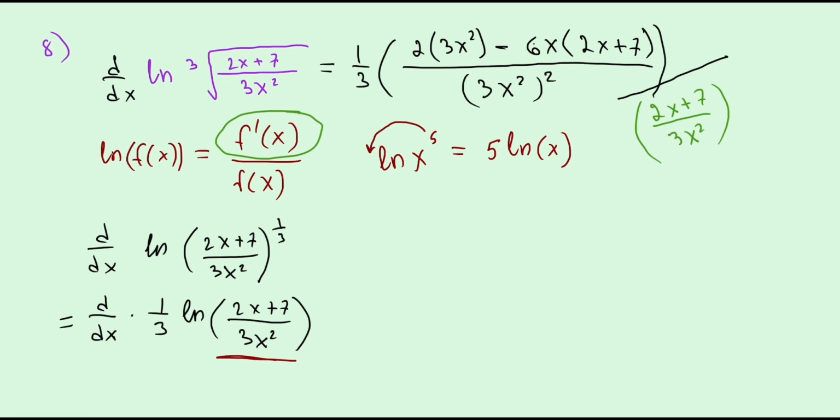So to go over it, first we simplified the function by using the natural log rule, where when we have a natural log of a function raised to a certain power, we can bring that power to the front as a constant. So that's what we did in this case. We bring out the 1/3 to the front, and now we're going to derive. Now we're deriving the inside function, which is this thing, and then we divide by the function itself, which was 2x plus 7 over 3x squared.